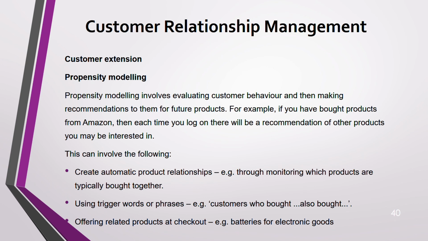Offering related products at checkout: batteries for electronic goods. They know if you buy electronic goods, you definitely need a battery also, so they will offer it. And why at the checkout? Because at the checkout, you will not have so much time to take a decision. Time is short, you'll be in a hurry to go. So automatically, when you have to make a decision at hand, you will say yes. That's how it works most of the time.